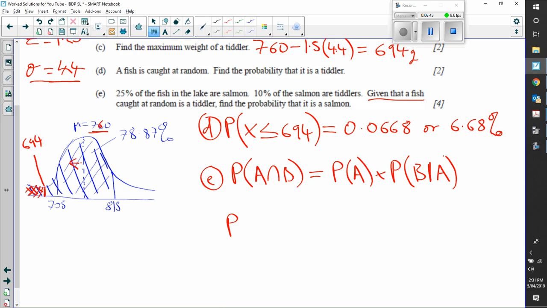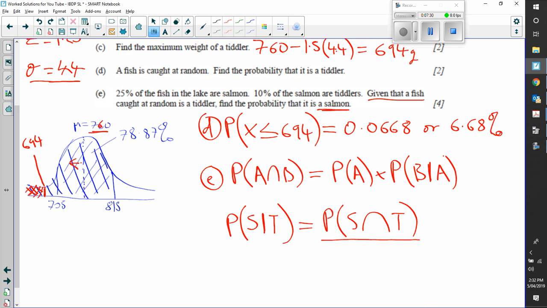Now, let's give it our own variables here. So we'll give it the probability of a salmon, given that we know that it is a tiddler. Given that a fish at random is a tiddler, find the probability that it is a salmon. So what's the probability of getting a salmon, on the condition that it is a tiddler? That's going to be the probability of a salmon and a tiddler, over the probability of it being a tiddler. So let's have a look at what that looks like.